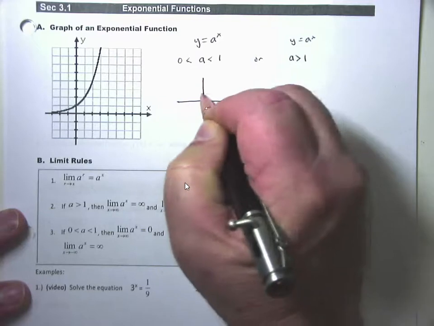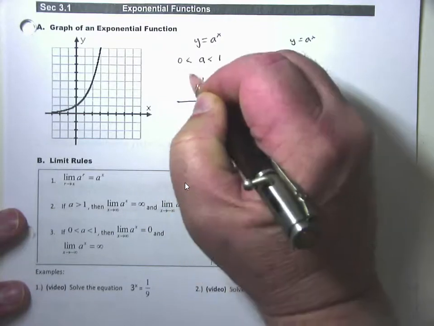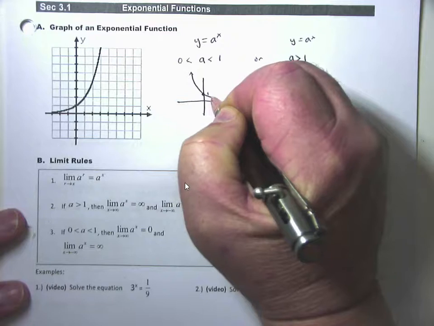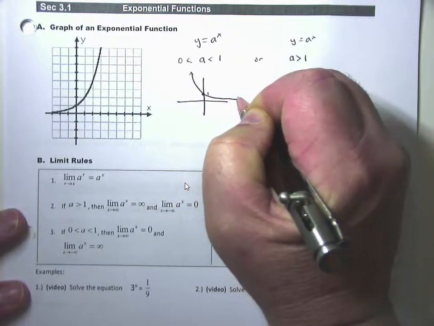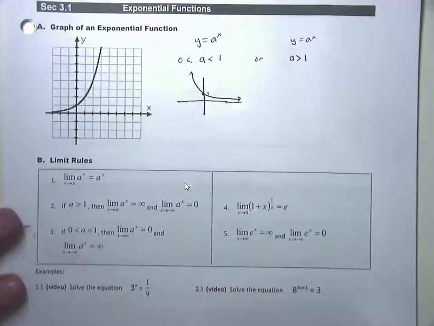It looks like this. It goes through the point (0, 1), but as you get higher and higher powers, when you take a fraction and raise it to higher and higher powers, you get smaller and smaller and smaller. This is what the function looks like.